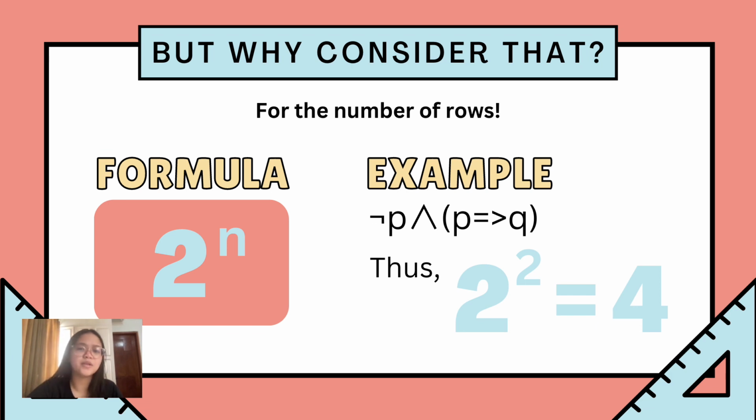To determine how many rows we'll need, we'll use the formula 2 raised to n, where n is the number of propositions. So for this example, we have P and Q, which means it's 2 raised to 2 because we have P and Q, which is 2 propositions. So that means we need 4 rows, and this is excluding the header. Now, let's start constructing the truth table.